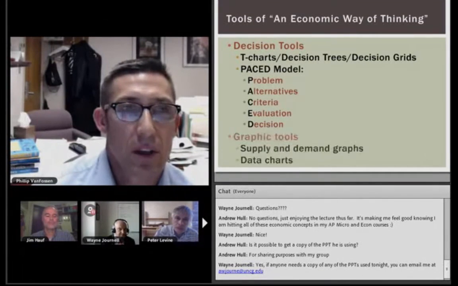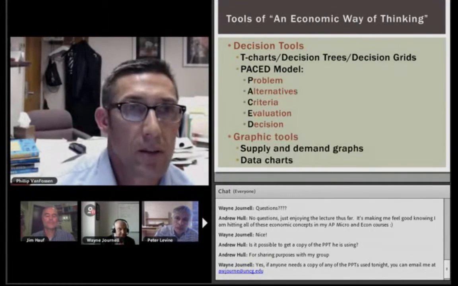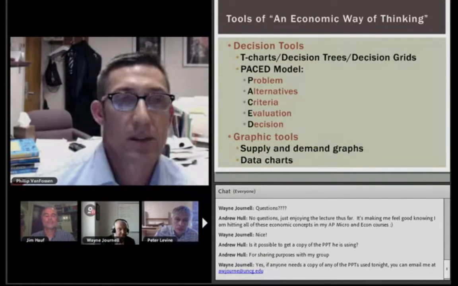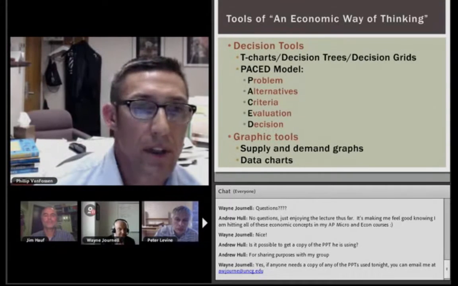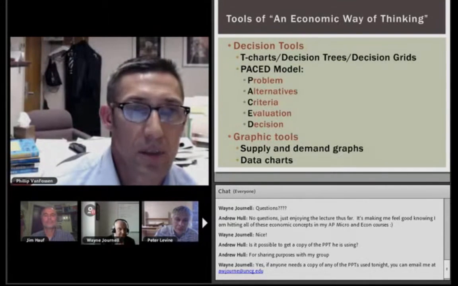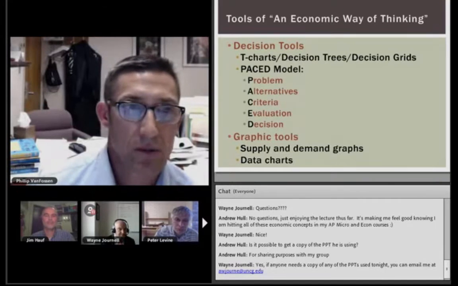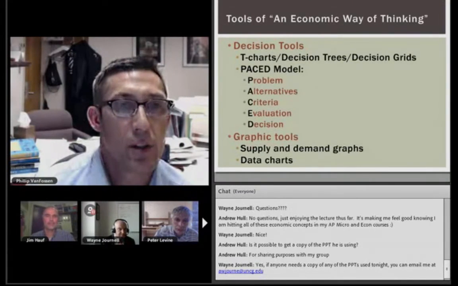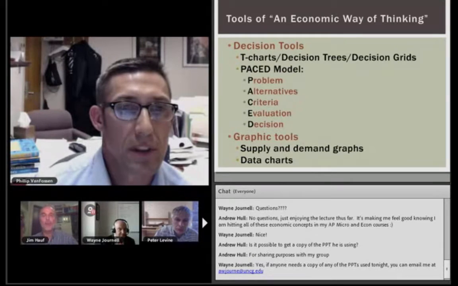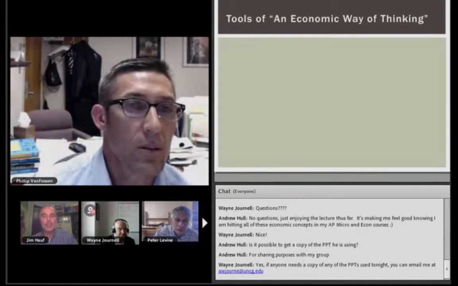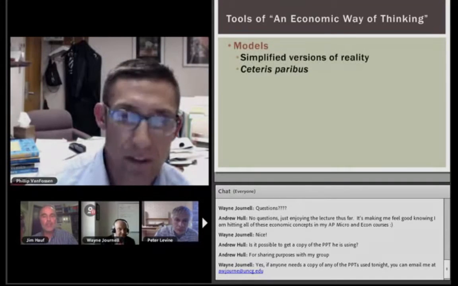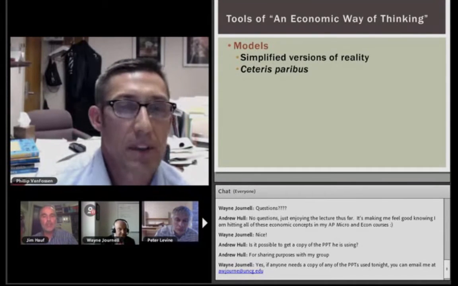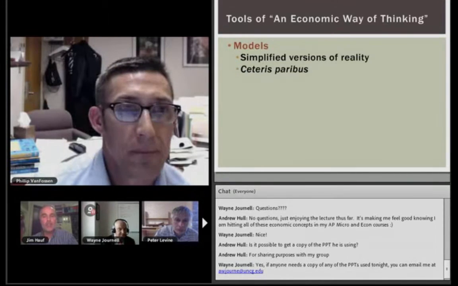Also, of course, basic supply and demand analysis is a key part of the tools for an economic way of thinking. Supply and demand graphs are part of economic analysis. I had a professor once who told me, and I agree, that 85% of all market analysis can be done with a simple supply and demand graph. So if you can master that, you can really apply a lot of the tools of the discipline to those kinds of decisions.